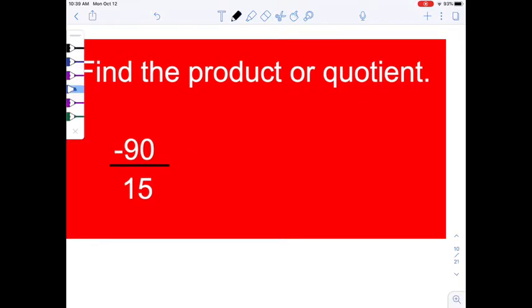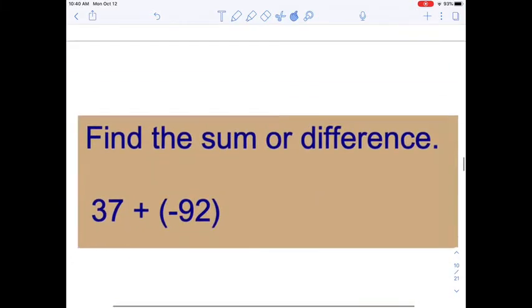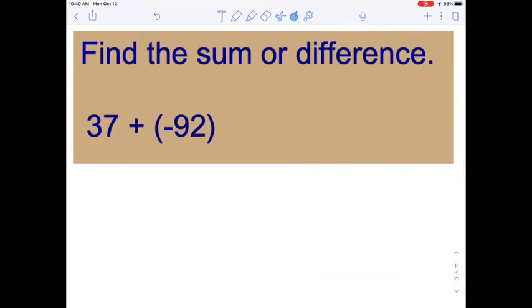Then we have to find the product or quotient. In this case, it's a quotient since we're dividing. A negative divided by a positive is a negative, and 90 divided by 15 is 6. So we have negative 6.